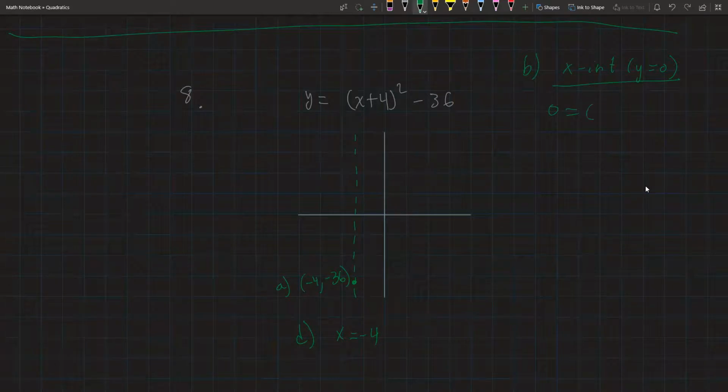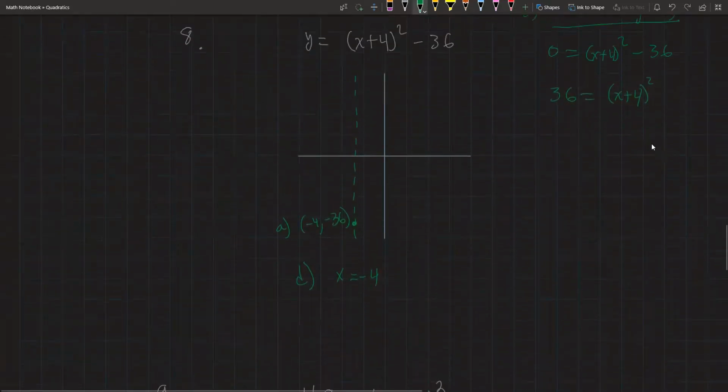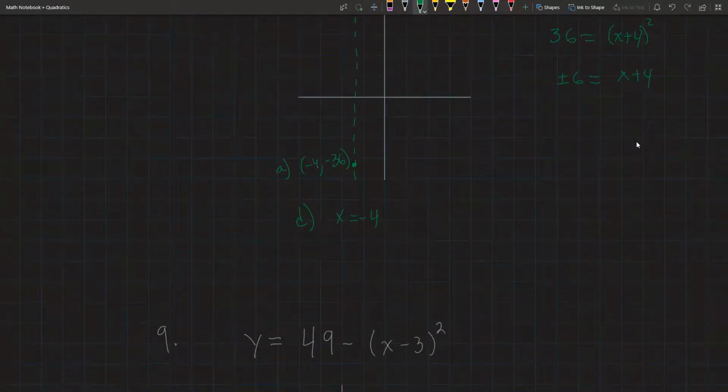0 equals something squared minus 36. We've been working on these types of equations for a long time, and it was all for this. And how do we undo the minus 36? Let's add it to both sides. So we get 36 equals something squared. What's the something still? x plus 4. And then we know that two numbers were squared to get 36. Those were positive and negative 6. The something is x plus 4. What's our last step to undo adding that 4? Subtracting it on both sides. -4 plus or minus 6 is equal to x.